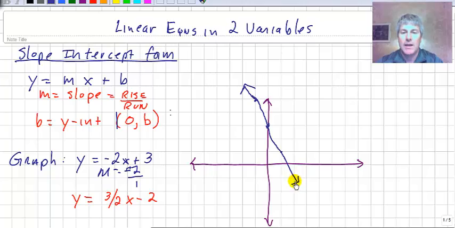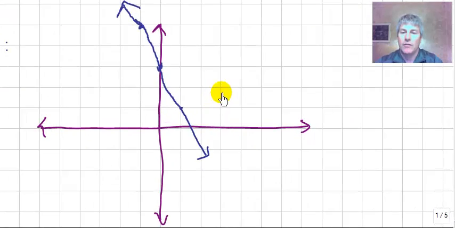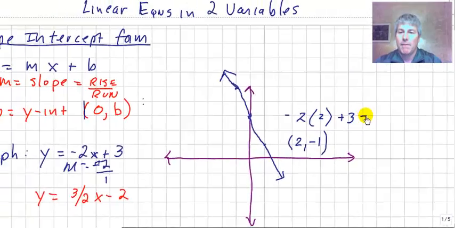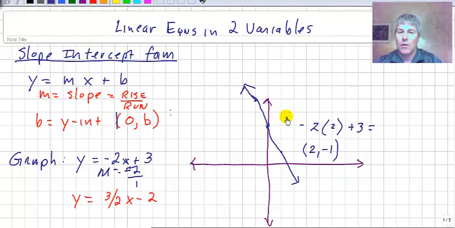So if we grabbed any x and y, like an x of 2 and a y of negative 1, I think that should work based on what I have on my graph here. So if we put 2 in for x, we'd have negative 2 times 2 plus 3 equals, and our y is negative 1. So the question is, does that work? And yes, it does. So negative 1 equals negative 1, and this particular point satisfies our equation.